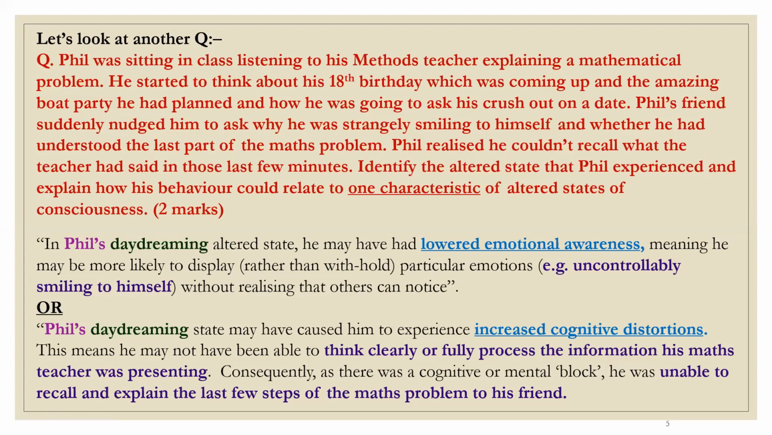It's always about looking at the scenario, what the scenario is giving you, and then thinking about what options you have in terms of the answers that you can write up. You get 1 mark for naming emotional awareness or cognitive distortions, and then you get 1 mark for linking that to Phil's daydreaming scenario, including the word daydreaming, because that's also a key word there. That's it for today.